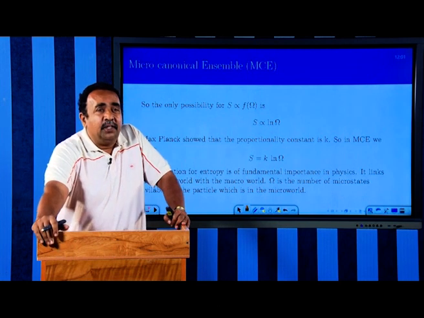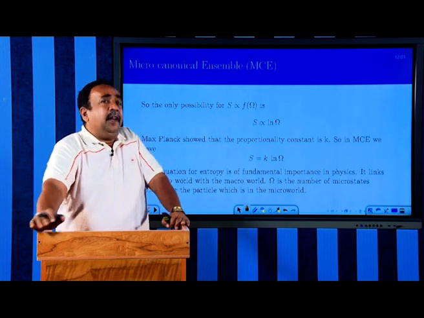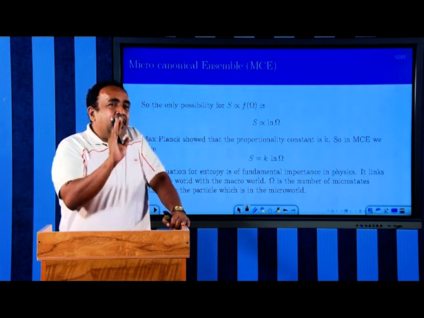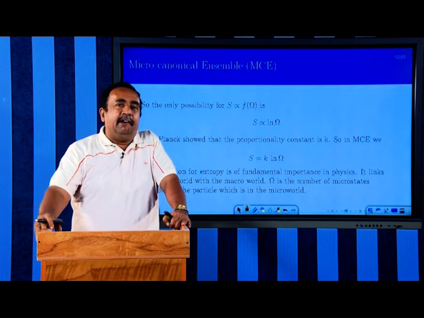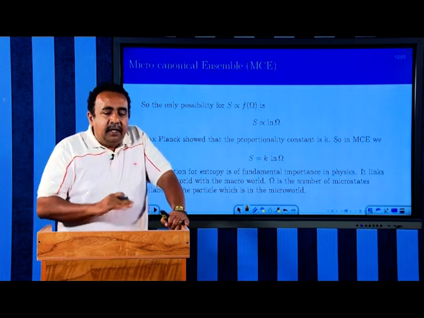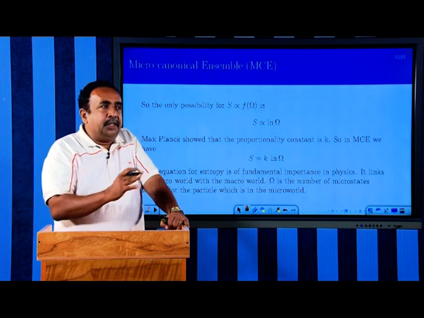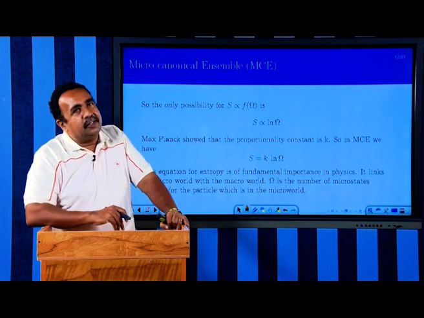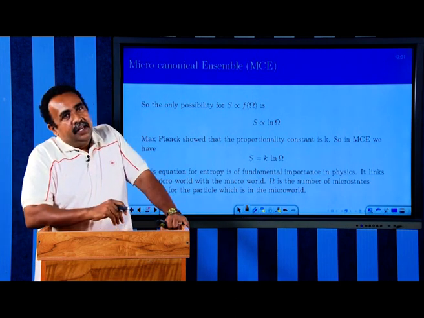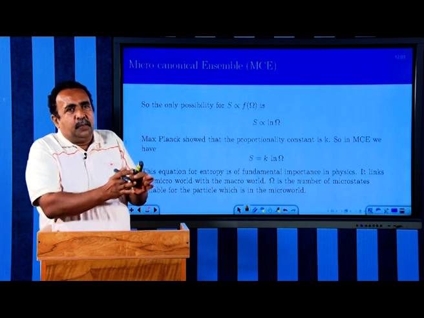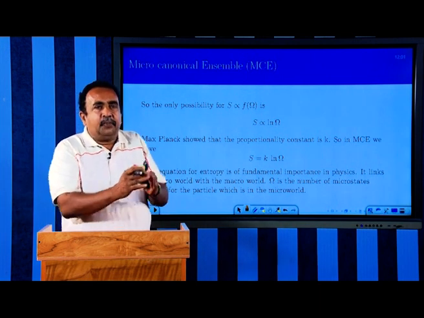Therefore, if you want to represent the relationship between omega and S, the only way is to use the logarithmic dependence. The Boltzmann relationship now changes to S is proportional to log omega. This was where Boltzmann stopped.